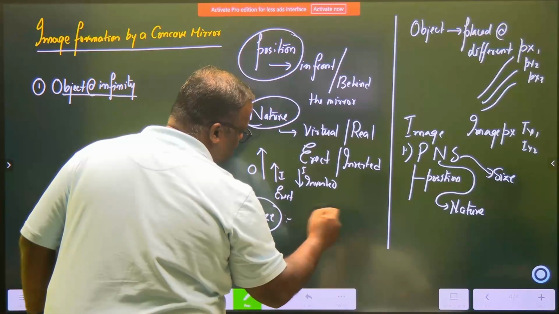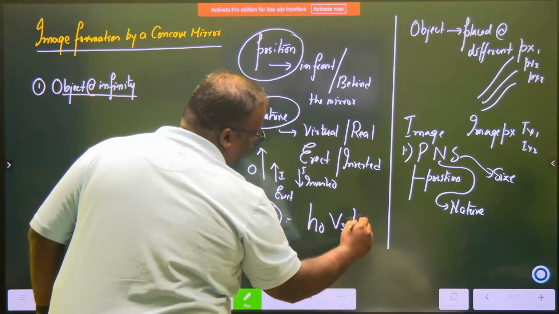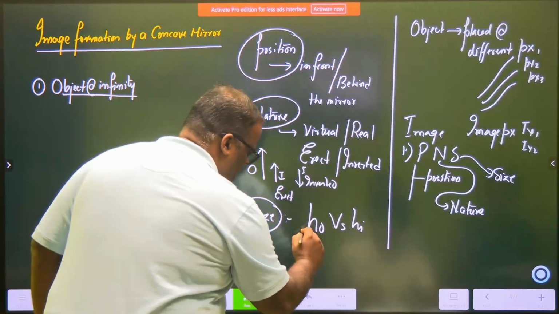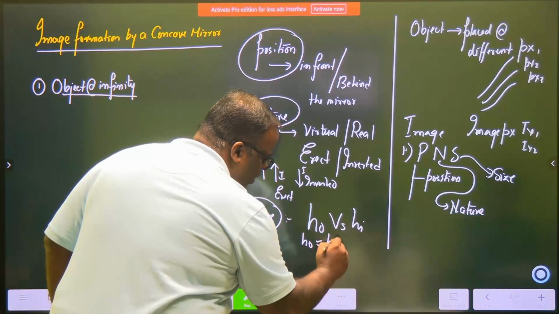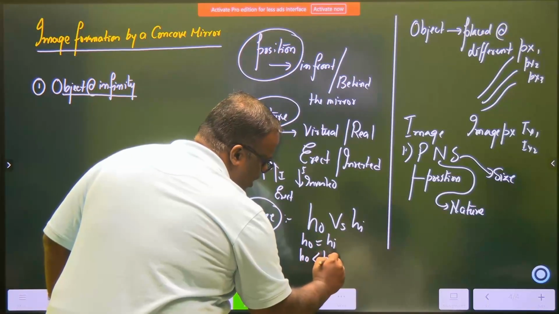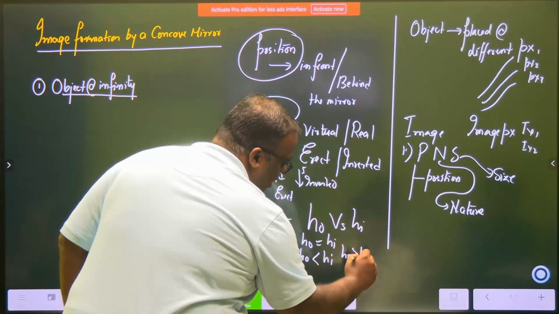For size, we just have to compare the height of the object versus the height of the image. Three scenarios are possible: height of the object can be equal to the height of the image, height of the object can be less than the height of the image, or height of the object is greater than the height of the image.